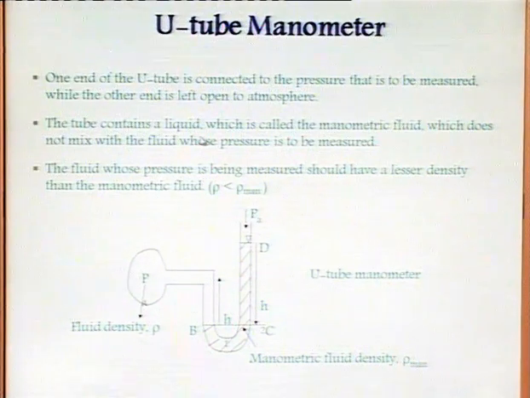The tube contains a liquid which is called the manometric fluid, and it does not mix with the fluid whose pressure is to be measured. The important point here is that the fluid whose pressure is measured should have a lesser density as compared to the manometric fluid.